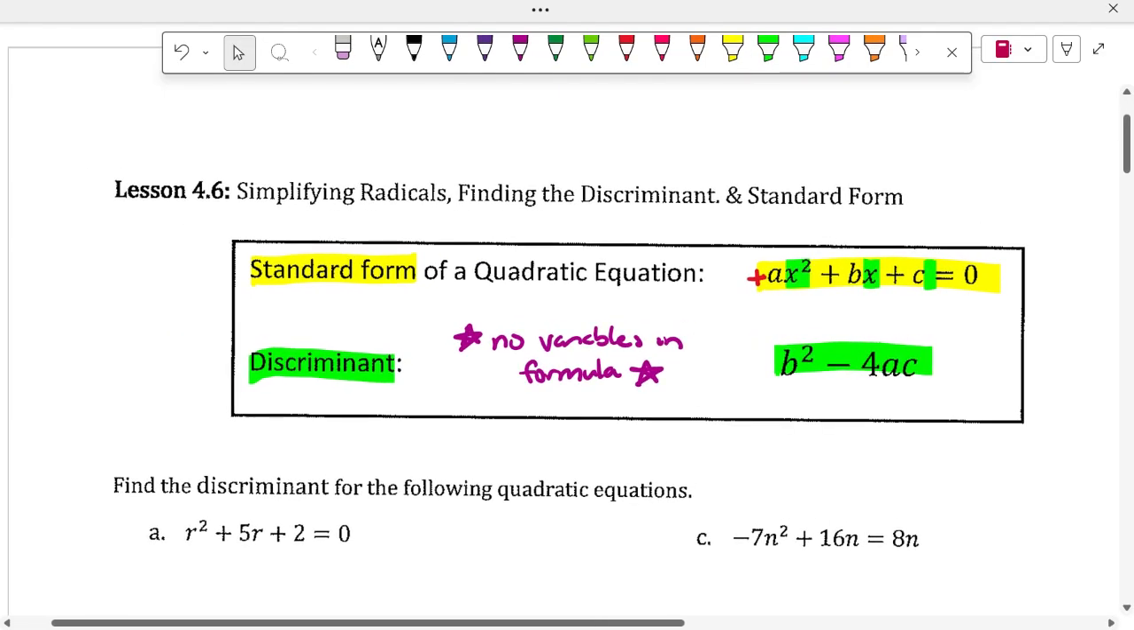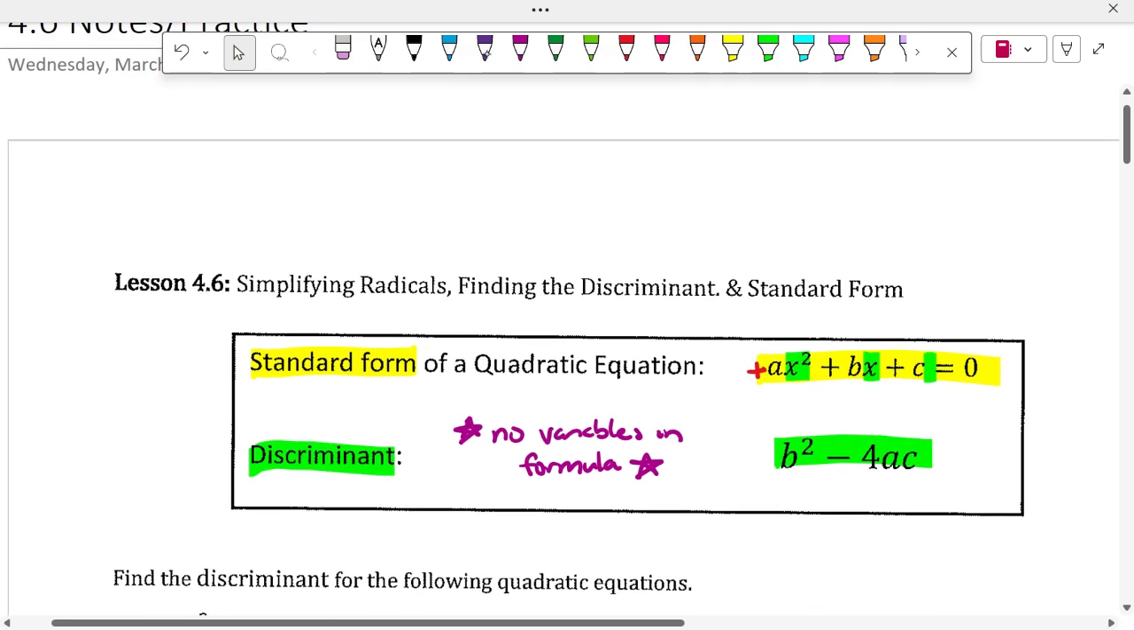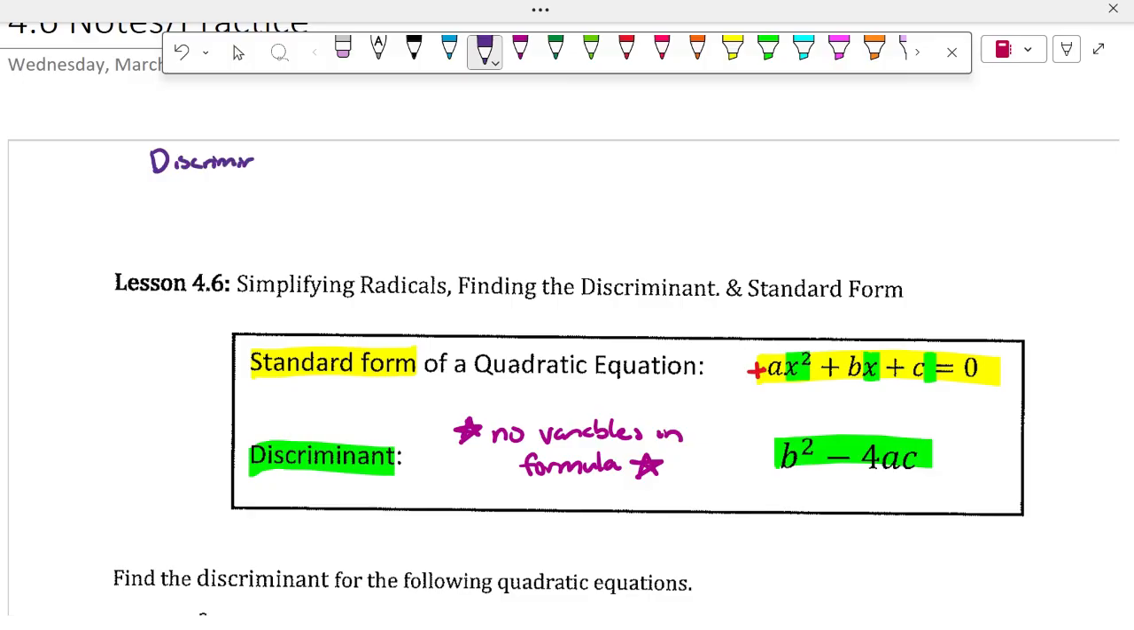So, now, why is finding the discriminant important? It's based off of what it tells us. So if your discriminant is positive, so I'm going to say capital D for discriminant. So if your discriminant is positive, it tells us that we have two real solutions. So in other words, our solution will not contain i, and we will have two of them.